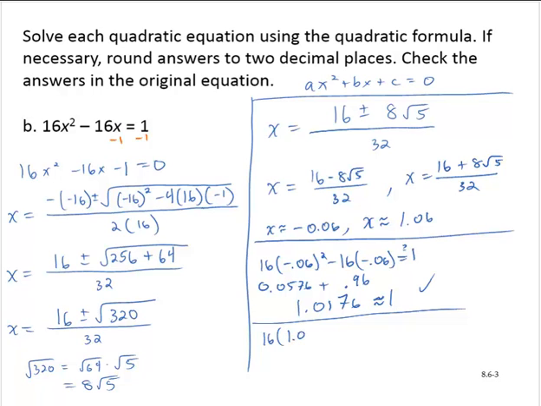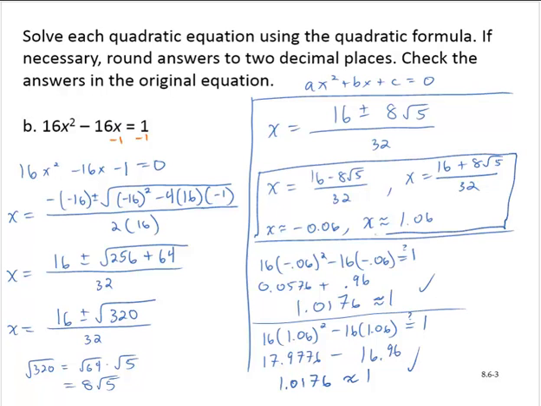And now the other solution, 1.06. 16 by 1.06 squared minus 16 by 1.06. Is this equal to 1? Let's see, 16 by 1.06 squared is 17.9776. And 16 by 1.06 is 16.96. I hope you can just see that that's pretty close to 1. Let's go through this. 17.9776 minus 16.96 is 1.0176, which again is approximately 1. That checks out, and I'm comfortable with my solutions.